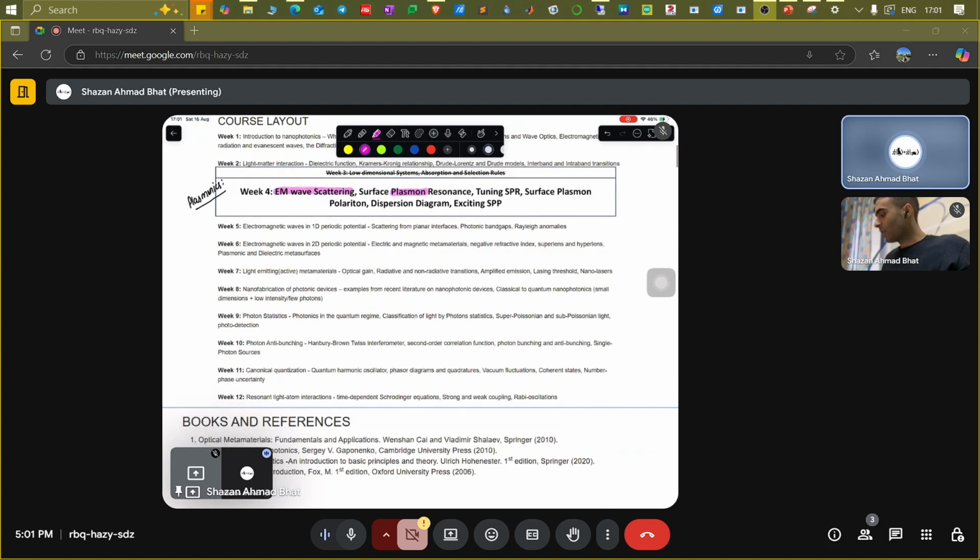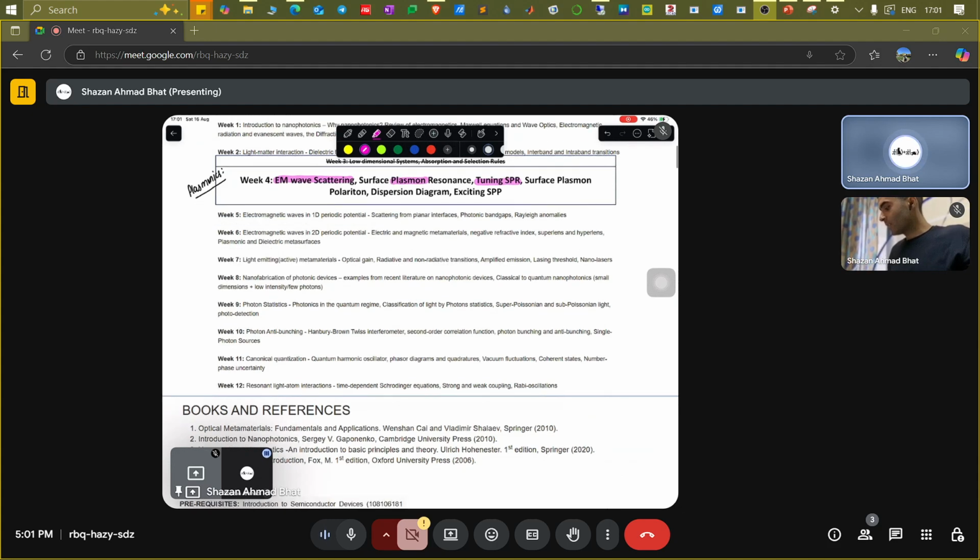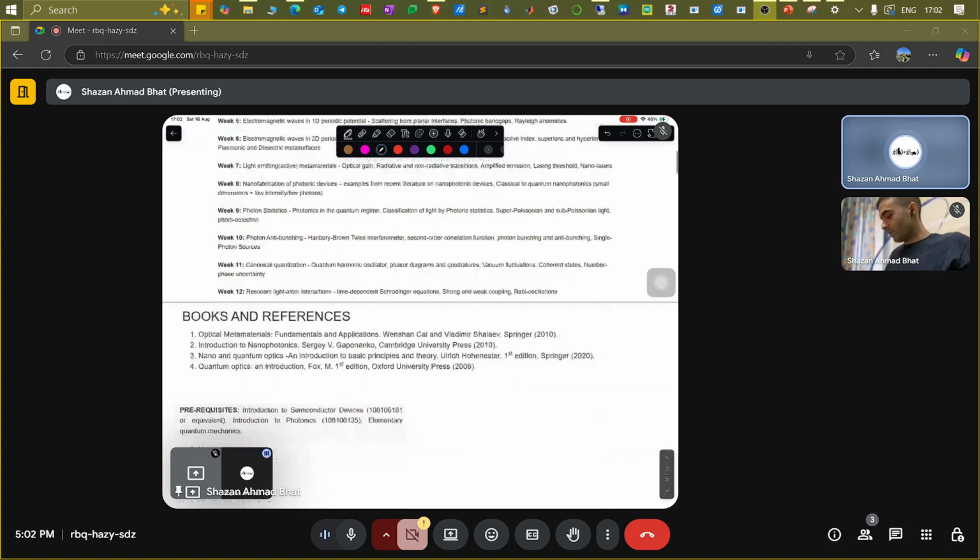We are going to talk about how we can tune those surface plasmon resonances in different systems. Then we are going to talk about surface plasmon polaritons, and their dispersion diagram, which is very important in understanding what frequencies are allowed in a particular system and what frequencies are not allowed. Then we are going to talk about how we can excite those surface plasmon polaritons as well as surface plasmons in a nanoscale metallic system or a thin film of the metal. And we are going to see different geometries.